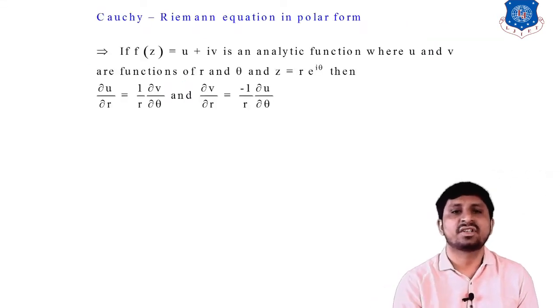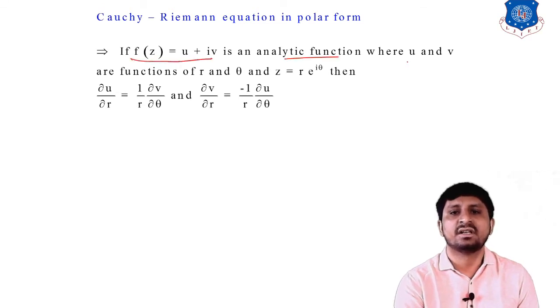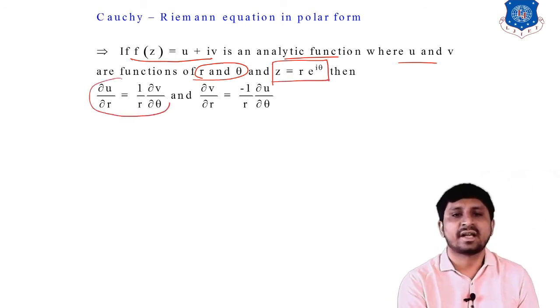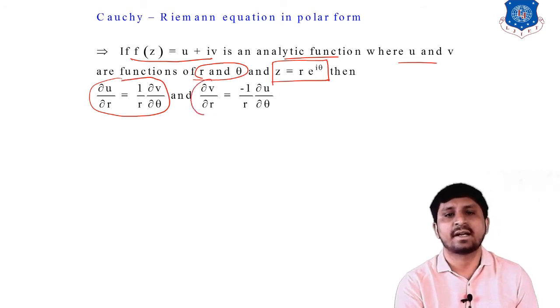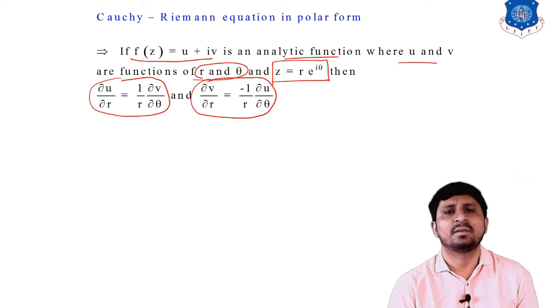So that's why we use the Cauchy-Riemann equation in polar form. If f of z equal to u plus iv is an analytic function, where u and v are functions of r and theta, and we know that z is equal to r into e raised to i theta, then this is my CR equation. I write it once again: del u by del r is equal to 1 upon r del v by del theta, and del v by del r is equal to minus 1 upon r del u by del theta. A proof is also available, but it is not so important, so we will not discuss it right now.